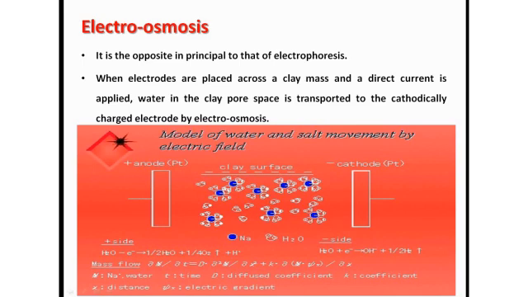Now what actually happens here: the water in the clay pore space is transported to the cathode, the negatively charged electrode, by electro-osmosis. The water gets dissociated on the anode side like this, and here the water is on the cathode side like this. So this is the mass flow. Sodium ions generally remain present, and this sodium ion helps to attain the positive charge. Thus the water passes through this clay mass.